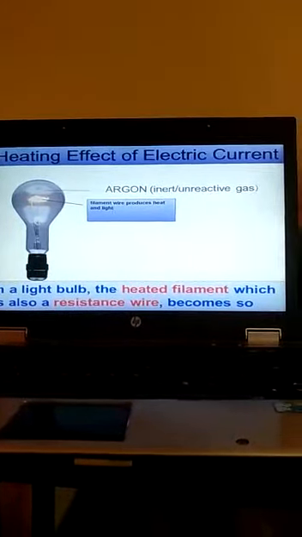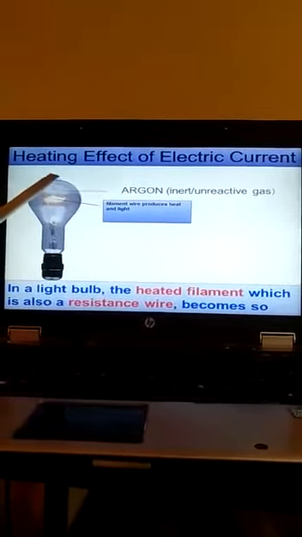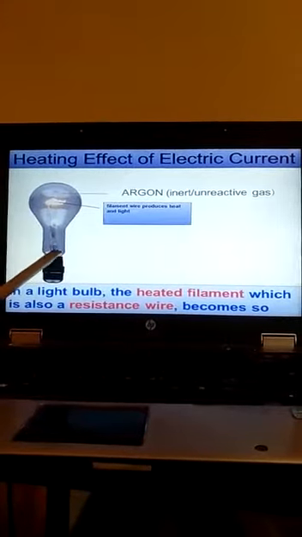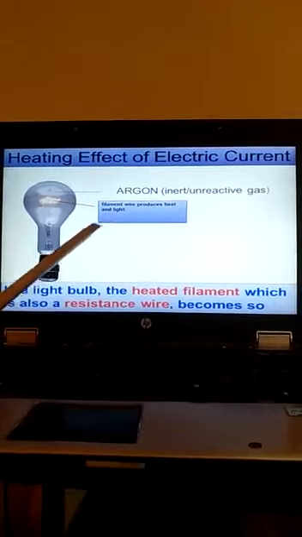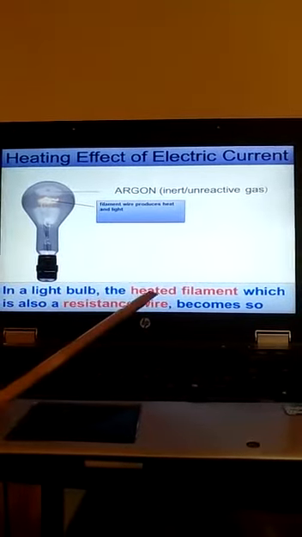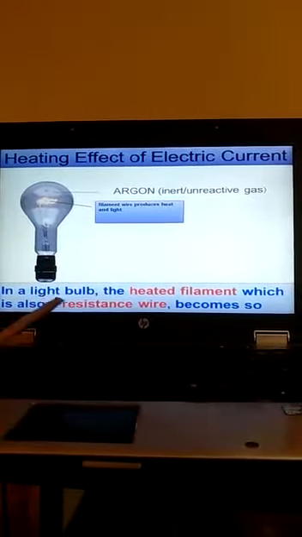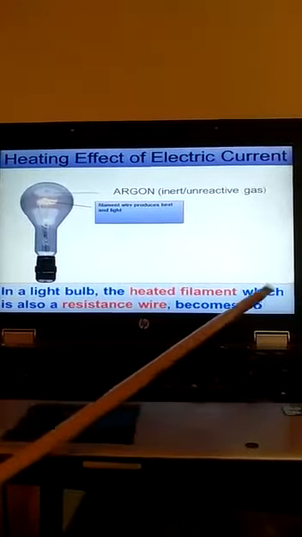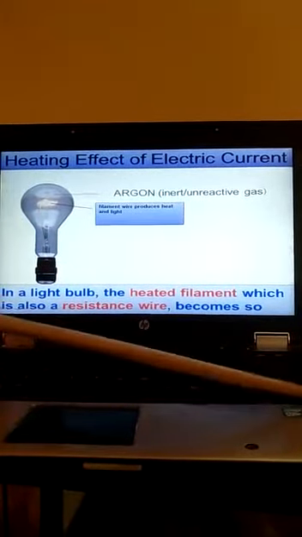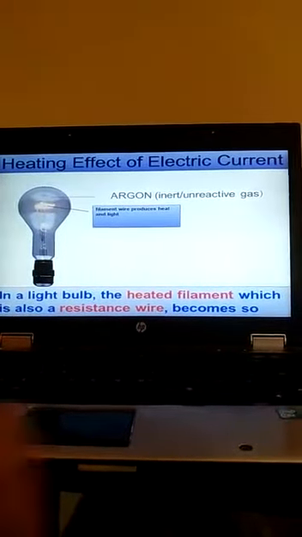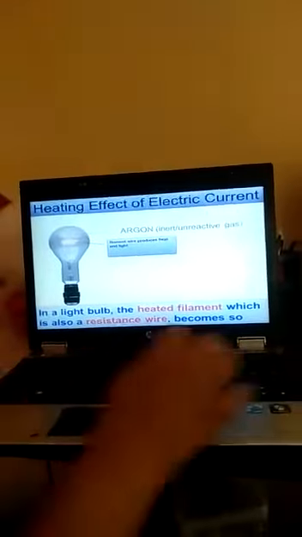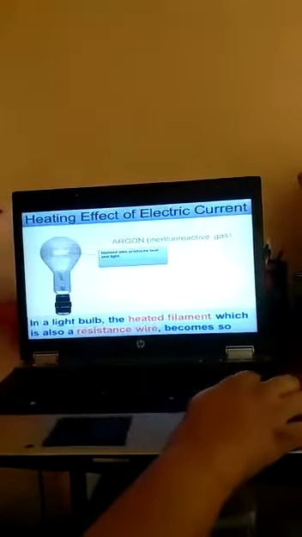Heating effect of electric current. Example: if you look at the ordinary bulb, the filament heats up and produces heat and light. In a light bulb, the heated filament, which is also a resistance wire, becomes so heated up. Okay, with this we are over with the chapter.